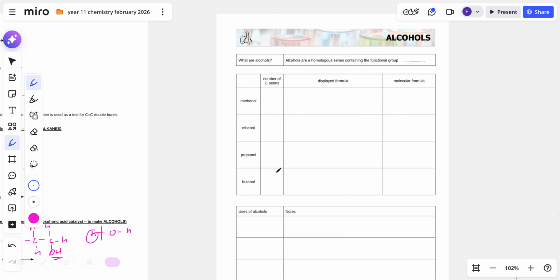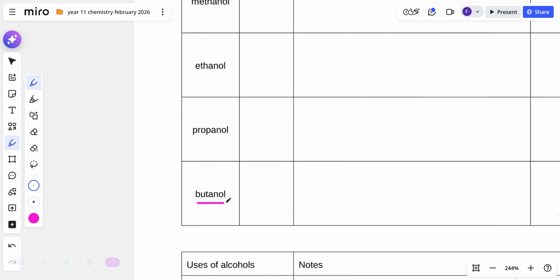So again, I'm going to draw you the last one here. Butene: my elephant prefers bananas. 1, 2, 3, 4. Put an OH anywhere you want. It really doesn't matter. The rest of them are hydrogens.